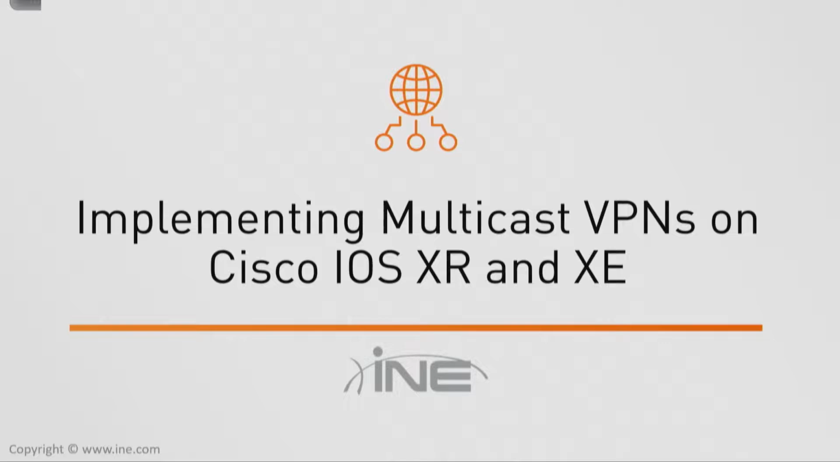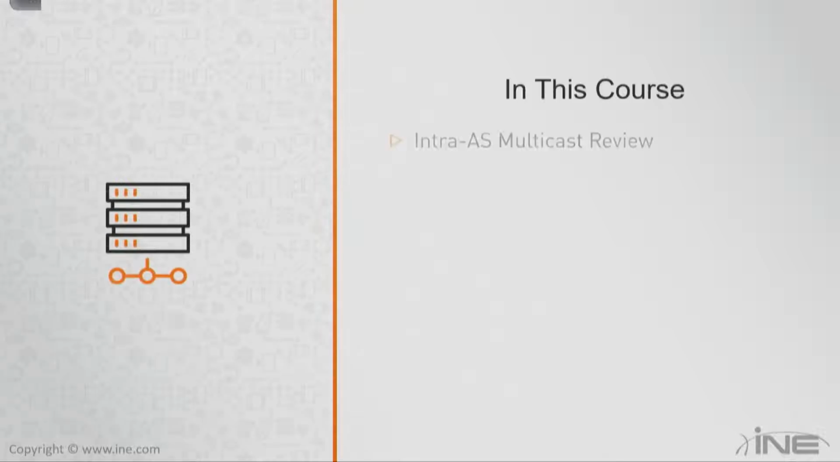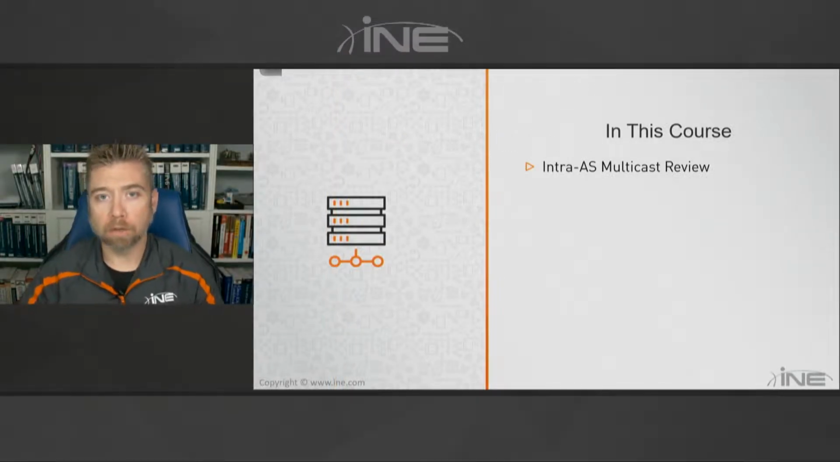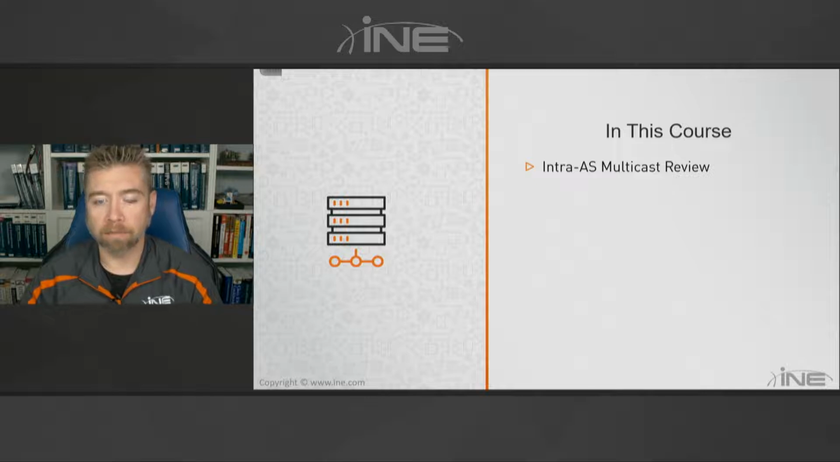So first and foremost, I want to talk about what we're going to be covering in this course, and it's mainly going to be two main components. First of which is going to be a review of intra-AS multicast. So we'll talk about sparse mode multicast, source-specific multicast, bidirectional PIM, and then we'll look at functionally what's going on in terms of the configuration and also behind the scenes. We're going to be spending a lot of time looking at packet captures in this particular course.